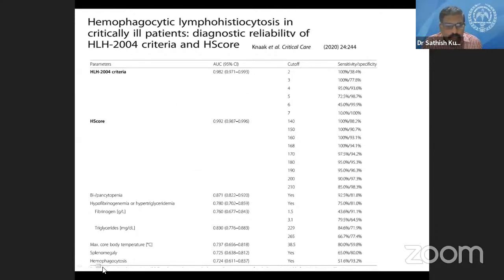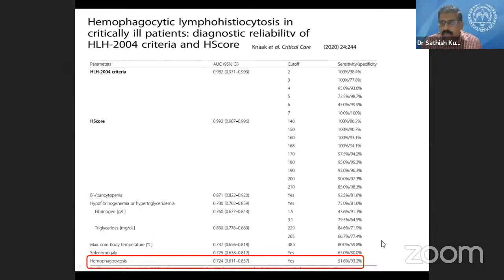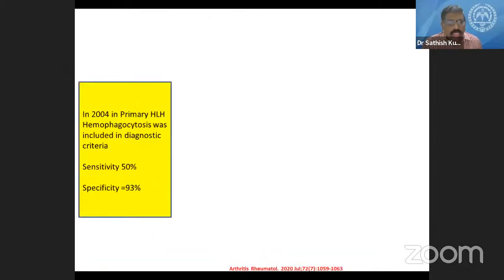What they found out is that the sensitivity and specificity of hemophagocytosis is very, very low. So we cannot rely on bone marrow hemophagocytosis alone for diagnosis of HLH. As Dr. Fabricio said, it is a 50% chance, like flipping a coin. If you don't find it, it does not mean the patient does not have HLH. In the earlier days, it was given so much importance.